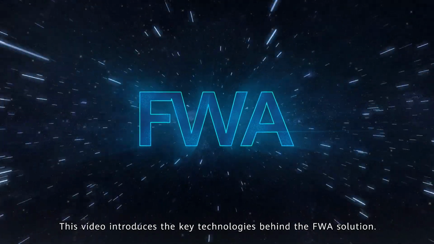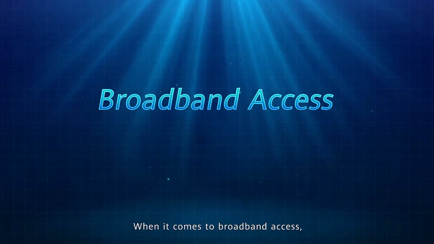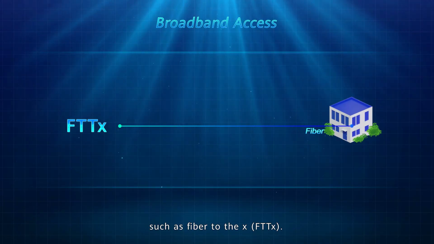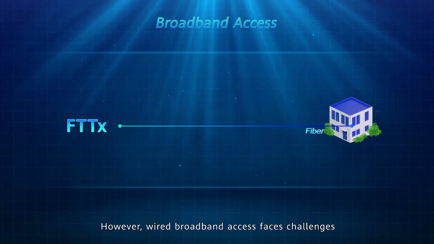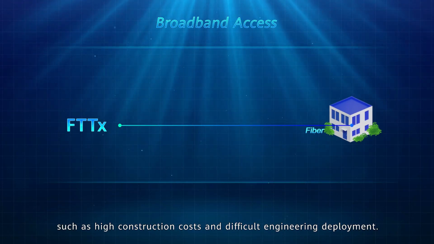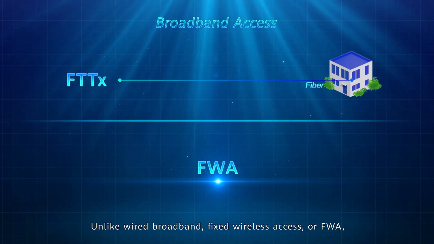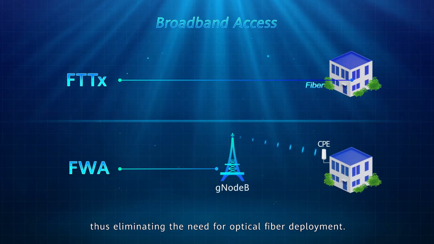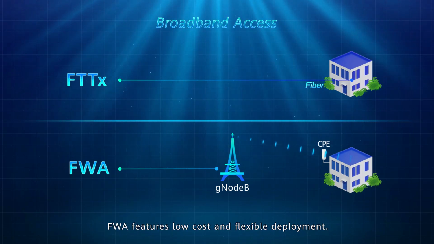This video introduces the key technologies behind the FWA solution. When it comes to broadband access, the mainstream method is wired access, such as fiber to the X, FTTX. However, wired broadband access faces challenges, such as high construction costs and difficult engineering deployment. Unlike wired broadband, fixed wireless access, or FWA, uses wireless technologies for broadband access, thus eliminating the need for optical fiber deployment. FWA features low-cost and flexible deployment.